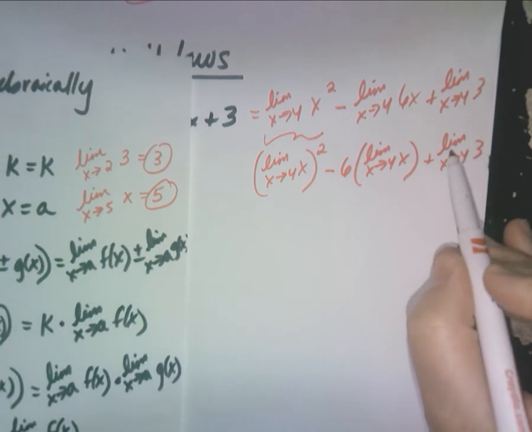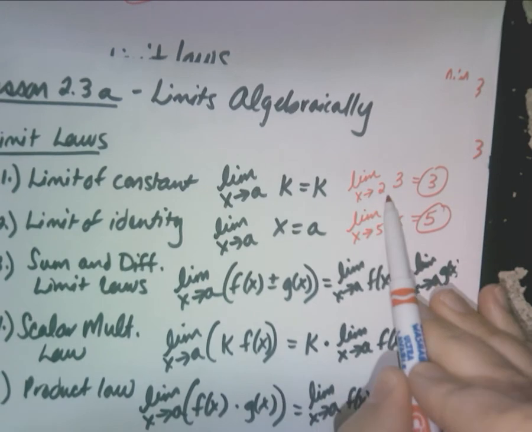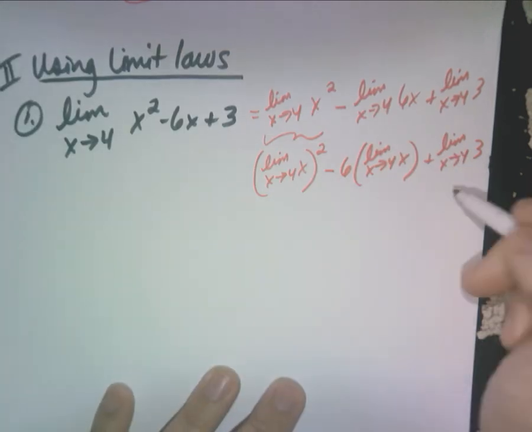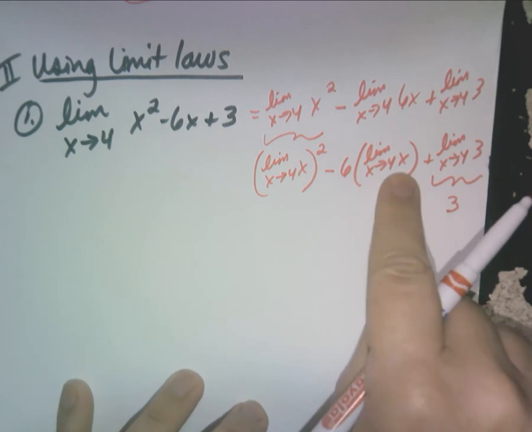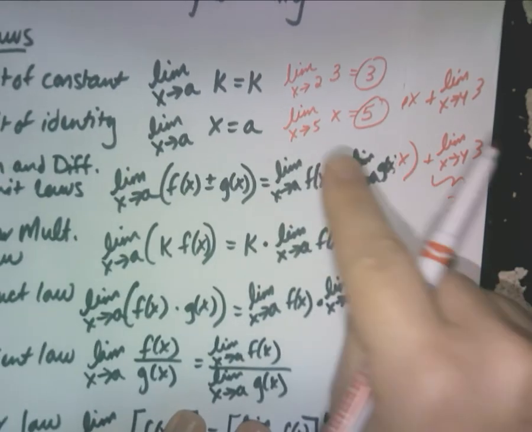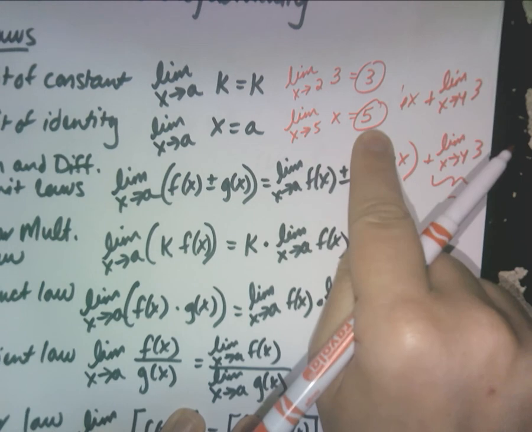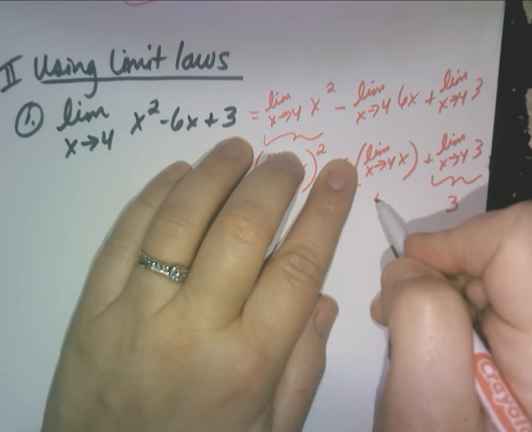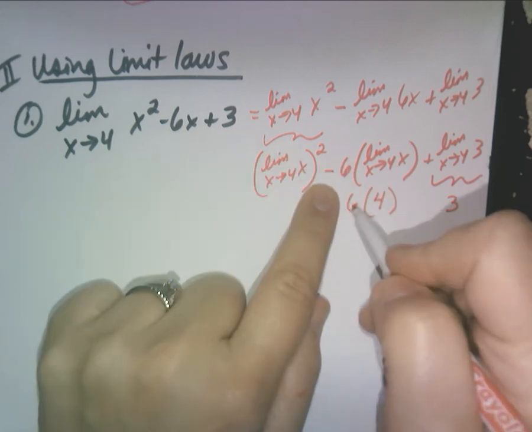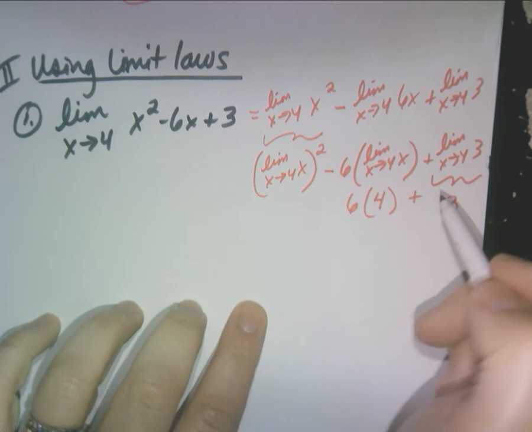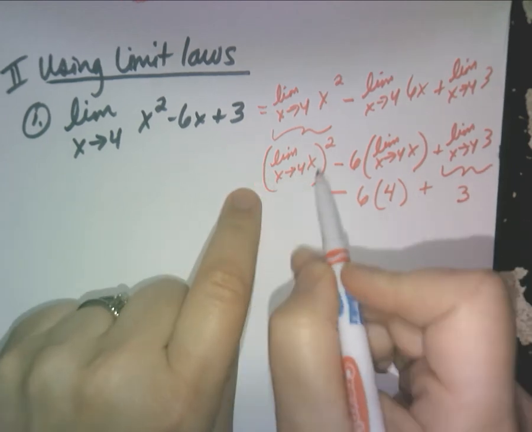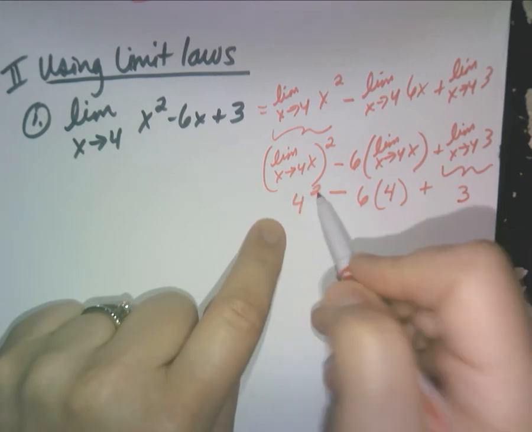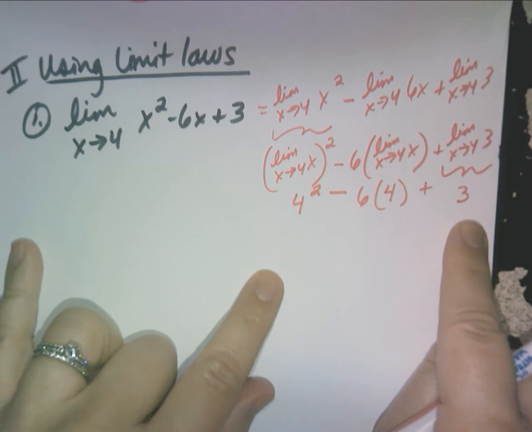So let's go back to those first 2 laws. Let's just do this one right here. The limit as x goes to 4 of a constant. The limit as x goes to 2 of 3 is what? 3. What is the limit as x goes to 4 of 3? Also 3. This is the limit of the identity. The limit as x goes to 5 of x is 5. So the limit as x goes to 4 of x would be what? 4, and then you're going to multiply it by that scalar 6. This one is also the limit of an identity again, which would be 4, but then you're going to square it. Okay, so now stop right here and look at this.